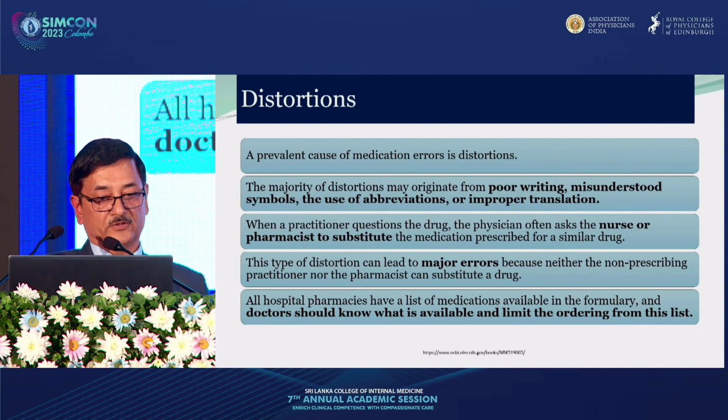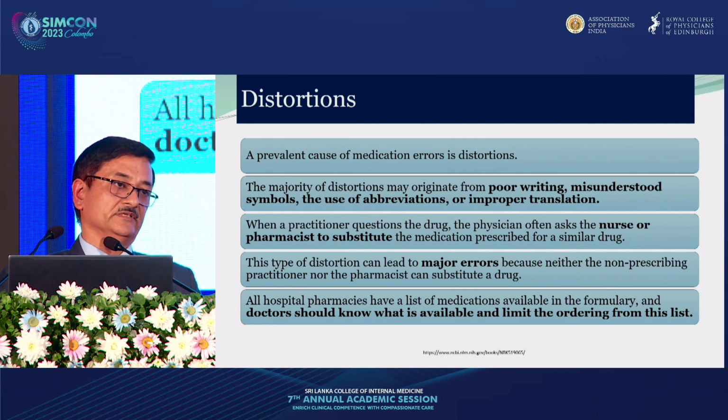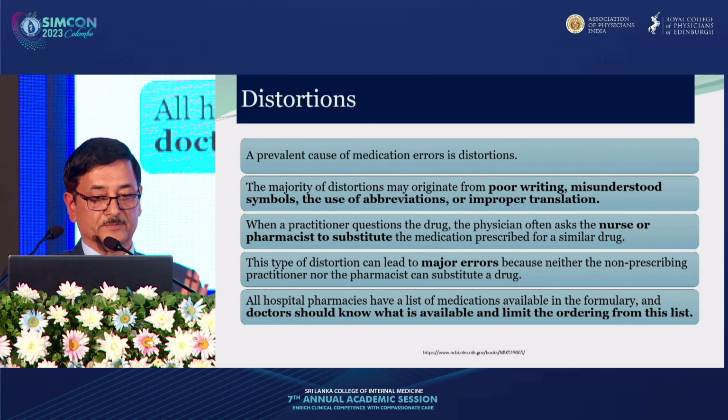Then coming to a very important thing, that is distortions, which is very common in our prescriptions in the outpatient department. Poor writing, misunderstood symbols, the use of abbreviations or improper translations. Nurse or pharmacist to substitute. Even the pharmacy, they think that they know everything. They will read the SIMS book and they will replace. So that should not be the thing. Major errors could occur. Doctors should know what is available and limit the ordering from this list. So that is a very important thing.